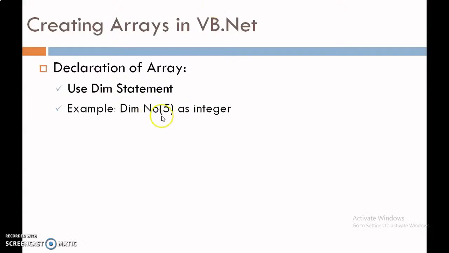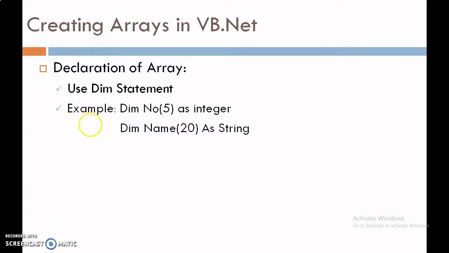Here 5 means the number variable can store a total of 6 integer numbers. The first integer number is stored at number of 0 index and the last number is stored at number of 5. So a total of 6 numbers is stored in this array variable.